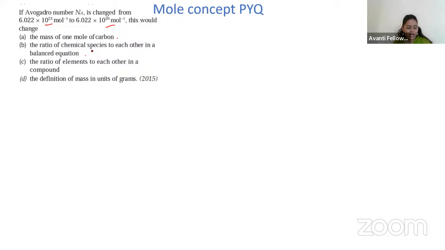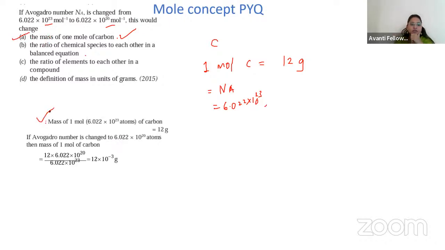Since you know Avogadro's number has been set according to carbon, the mass of 1 mole of carbon is equal to 12 gram. And 1 mole of carbon is nothing but a number of atoms, that is 6.022 into 10 raised to 23. This many atoms is equal to 12 gram. So if we change Avogadro's number, the mass of 1 mole of carbon will change. That's why the answer will be option A.